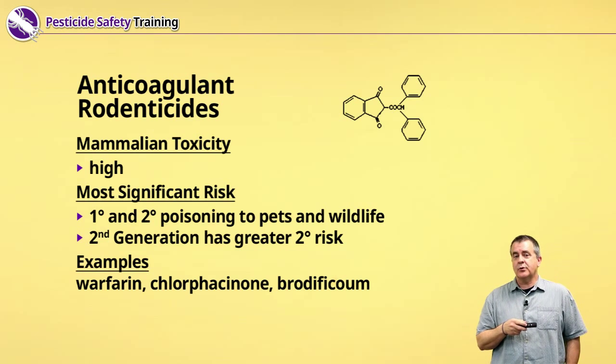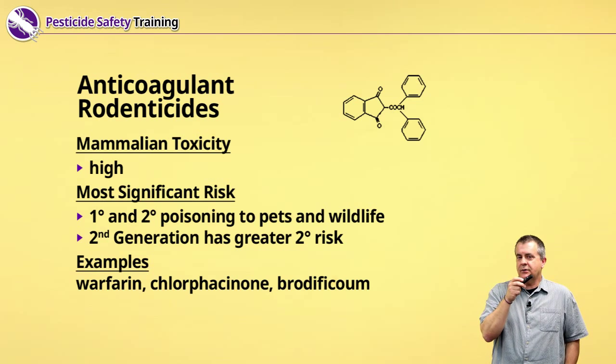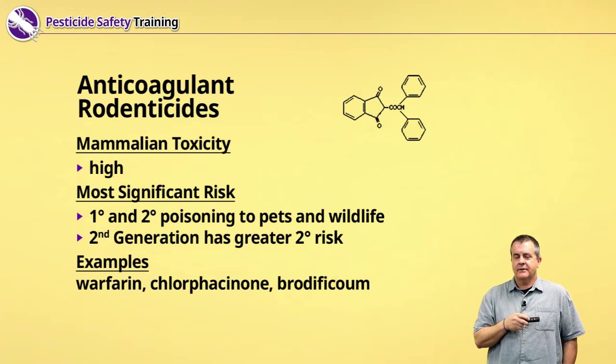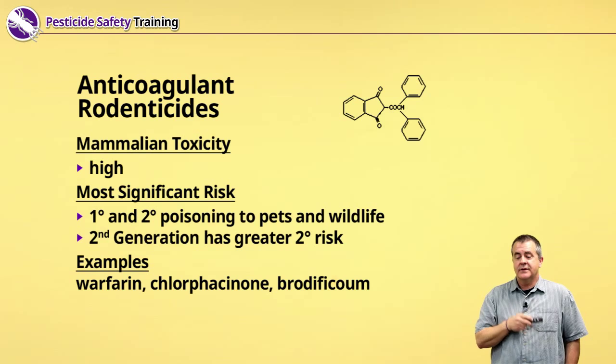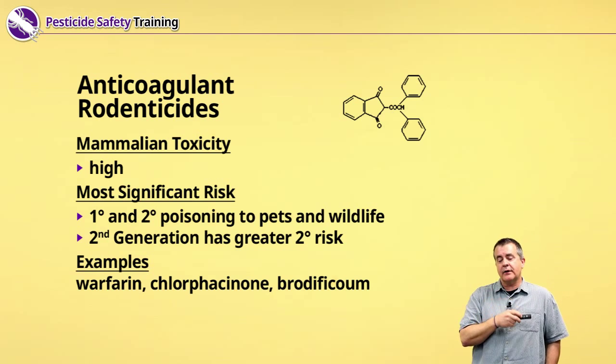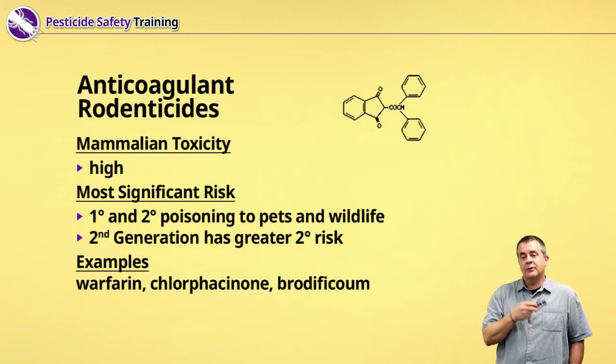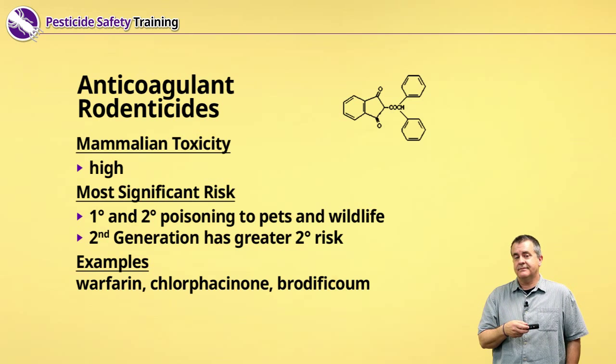So think of it this way. If you kill a ground squirrel with an anticoagulant, and it breaks down quickly within the body of the target, let's say that ground squirrel, and your dog comes and eats that ground squirrel, that's secondary toxicity, right? So the primary compounds, the first generation compounds, they break down more rapidly in the body of that ground squirrel. Second generation compounds, those are the ones that are more toxic and last longer in the bodies of the poisoned organism. Examples of anticoagulants include warfarin, chlorphacinone, and brodifacoum.